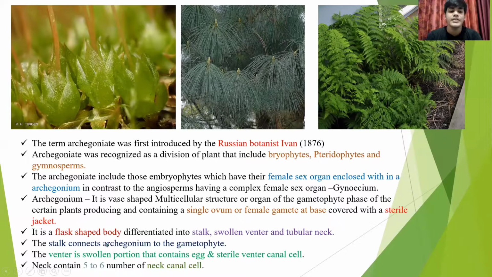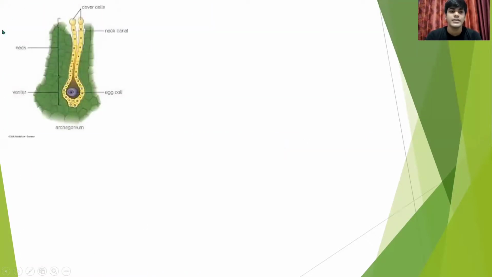Archegonium. What is archegonium? See, this is an archegonium, which is showing you a cover cell, a stalk, and a basal venter. Let's discuss what it is. Somewhat it is looking like a vase-shaped structure, which has a long tubular neck, a basal swollen venter, and you can see the outer layer.